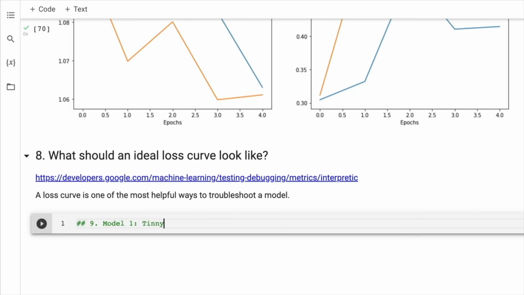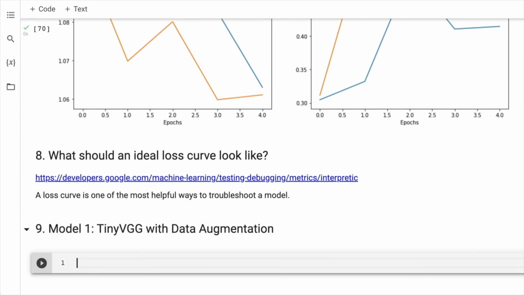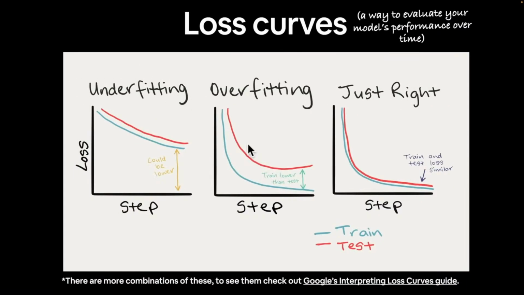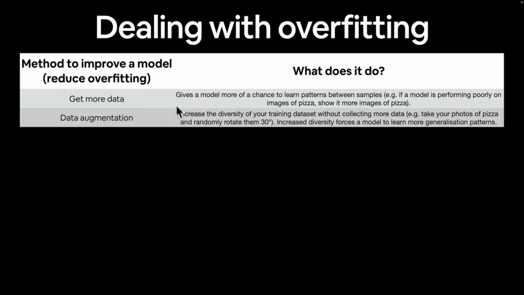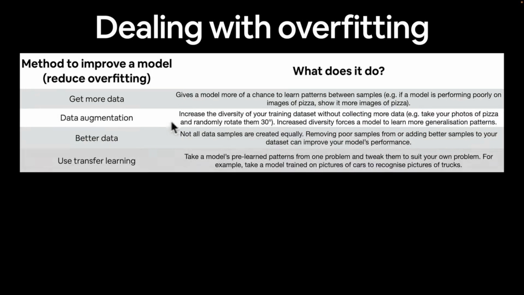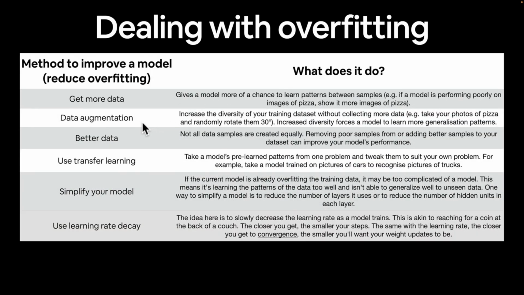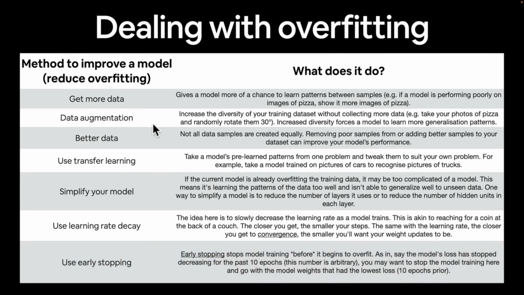We're going to move on to creating another model, which is TinyVGG with data augmentation this time. So if we go back to the slide, data augmentation is one way of dealing with overfitting. Now, it's probably not the most ideal experiment that we could take because our model 0, our baseline model, looks like it's underfitting.